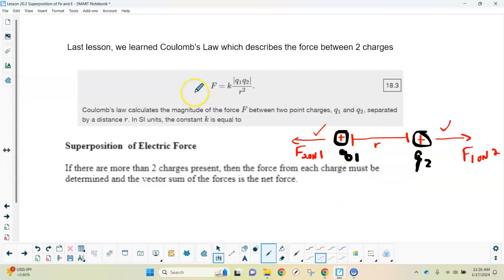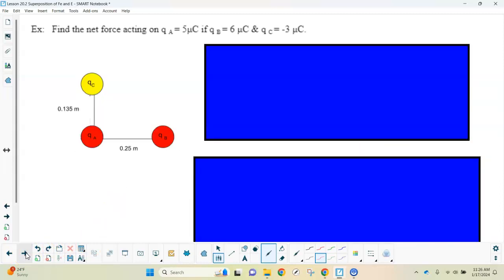So we're going to use this equation several times, essentially. And for superposition, you have more than two charges. If we just have two charges, this is what that equation discusses, the force between two charges. But if you have more than two charges, like a setup with 3 charges, then you're going to have to do vector math and a little bit of trig to help you out with that. So we're going to work through a problem. It says, find the net force acting on QA.